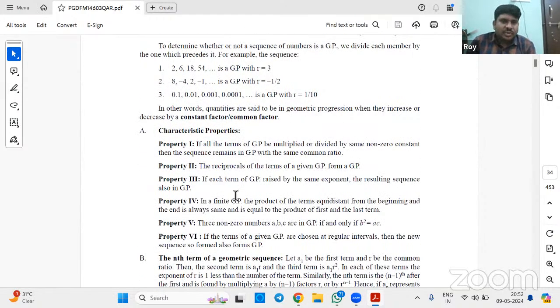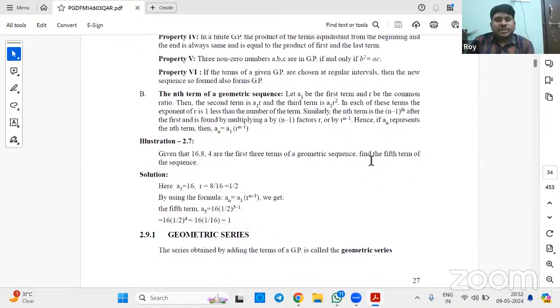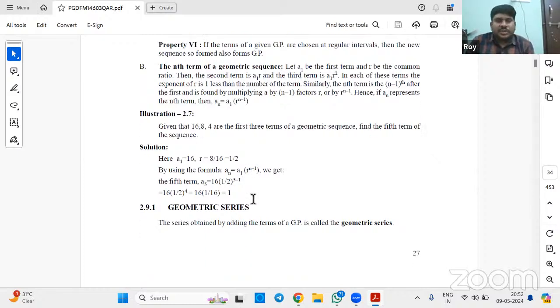Now, characteristic property 1: if all the terms of a GP are multiplied or divided by the same non-zero constant, then the sequence remains in GP with the same common ratio. Right? You just note that. These are the examples of a geometric sequence. Find the fifth term. Again, here the formula will change. How will I get the formula?